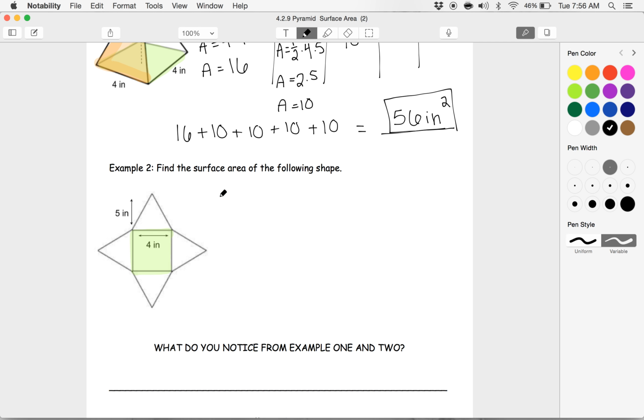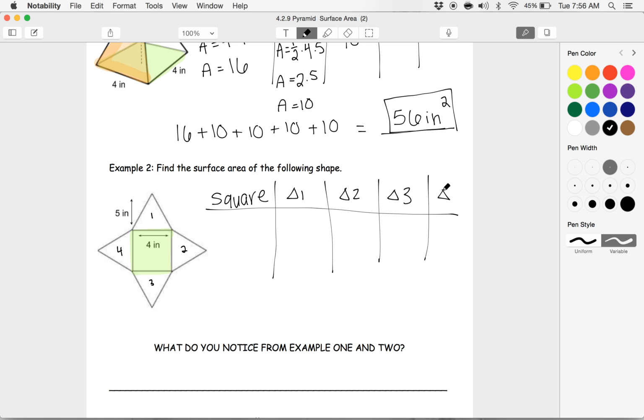So we're going to do that. We have our square. I also have 1 triangle, 2 triangles, 3 triangles, 4 triangles. So triangle 1, triangle 2, triangle 3, triangle 4. Okay, my square is area equals base times height. Area equals 4 times 4. Oh, look at that, 16.